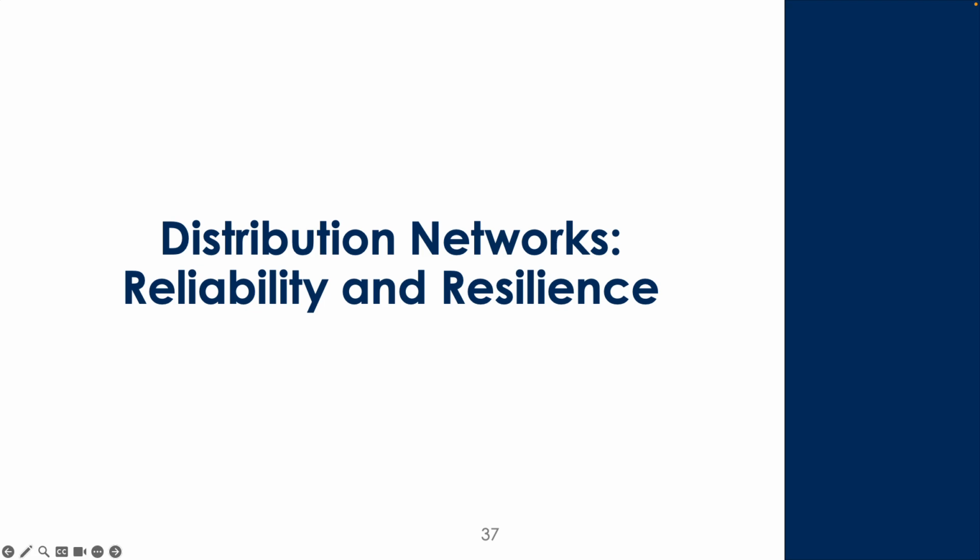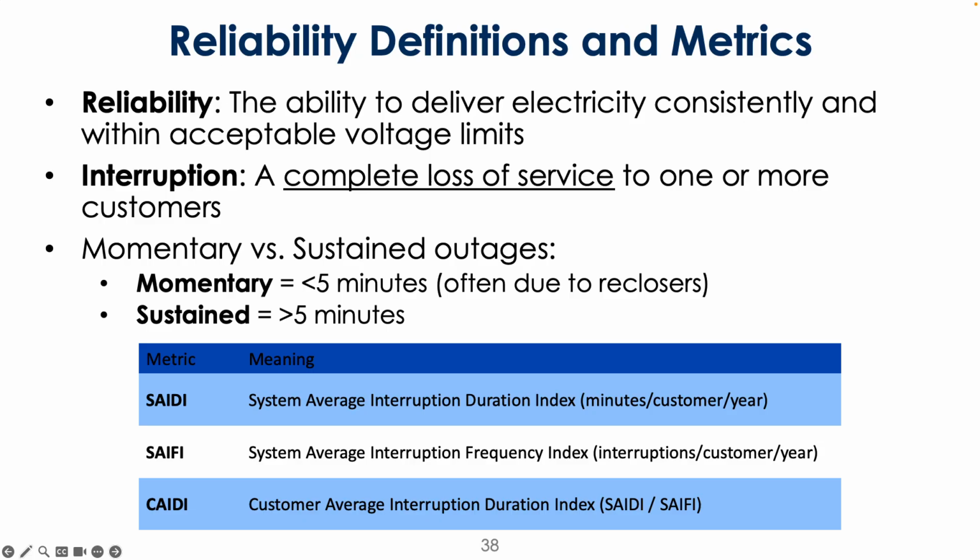Last thing we'll talk about quickly: reliability and resilience. What is reliability? This is the ability to deliver electricity consistently within acceptable voltage limits. When you have an interruption, that is a loss of service to customers, and you can categorize this as momentary or sustained, depending on the duration of the interruption.